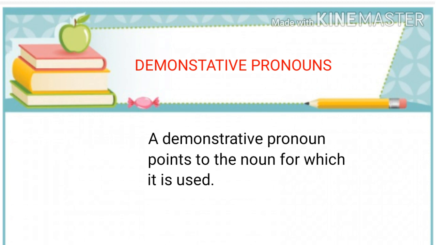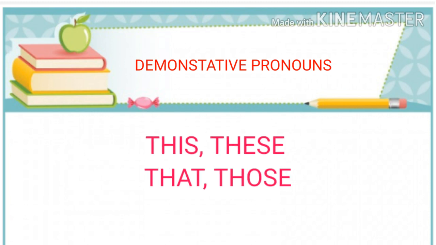Demonstrative pronouns. Demonstrative pronouns are used to point out a thing or things. They are commonly used in spoken language. The words this, these, that, those, etc. are demonstrative pronouns when they are used alone, when they stand alone. Remember, this, that, these, those, etc. are demonstrative adjectives when they are used with a noun. So this is a very important point. Remember it.